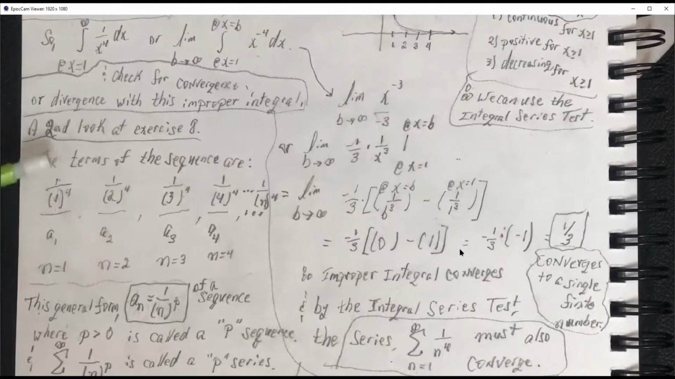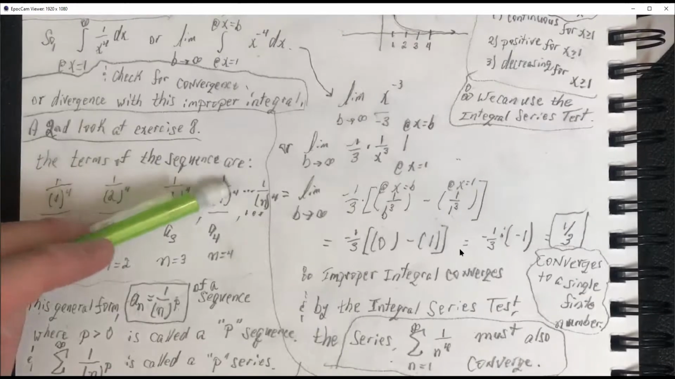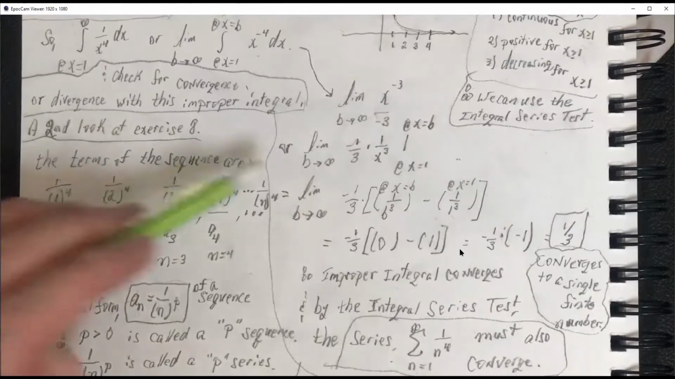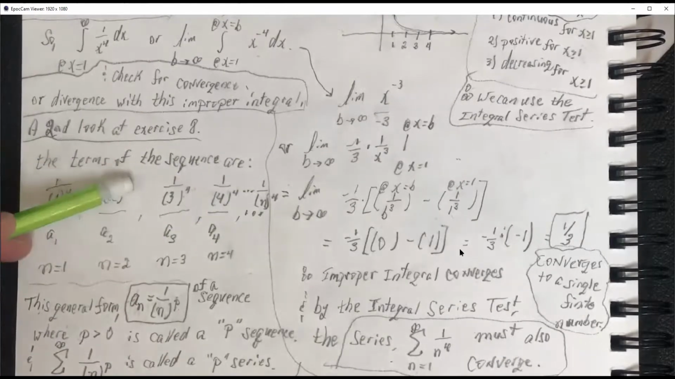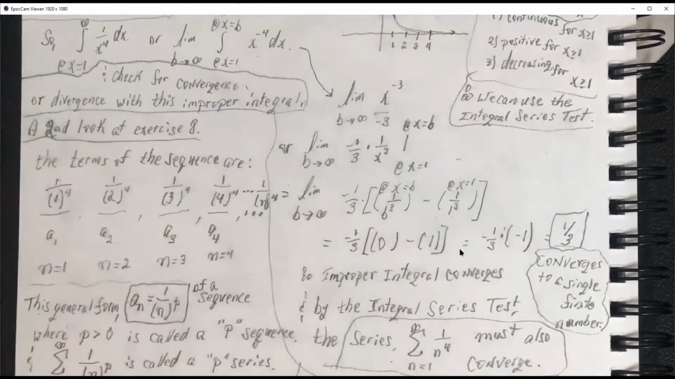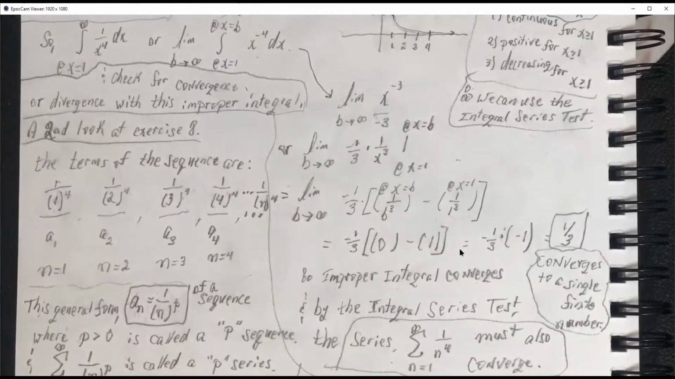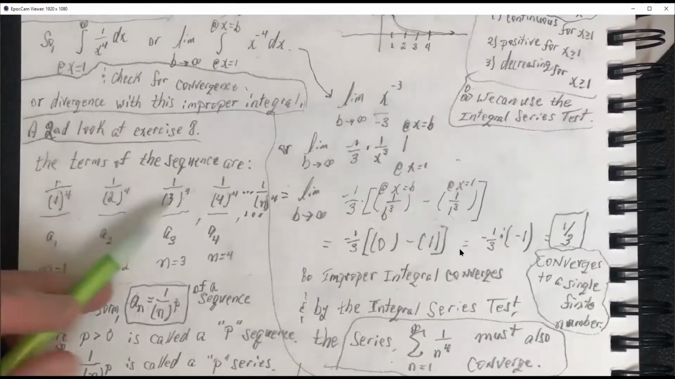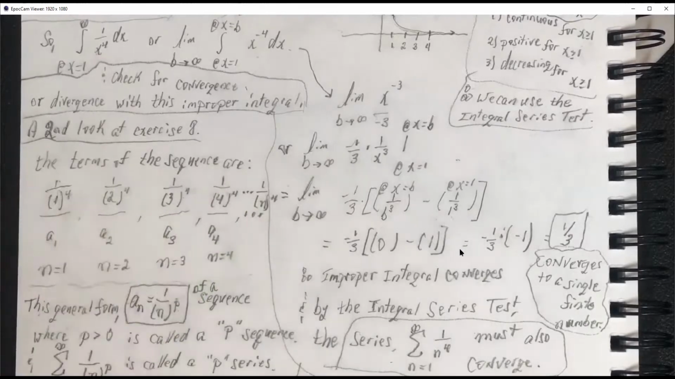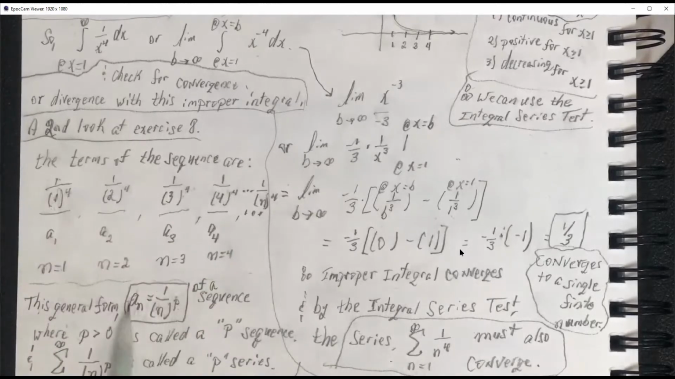That means it could be an integer, like 4, or 3, or 100. It could even be a decimal, like 0.2, as long as it's any real number that's positive. And by the way, it could even be pi. Pi is a real number. And when a sequence has this form, it's called a p sequence.